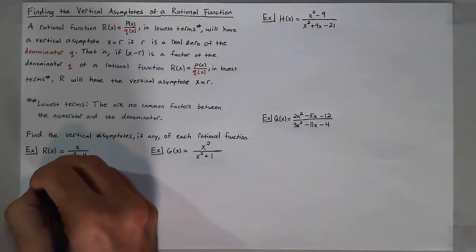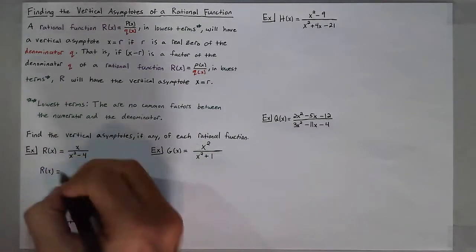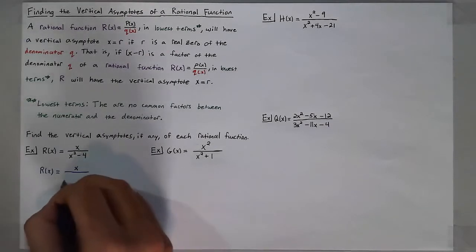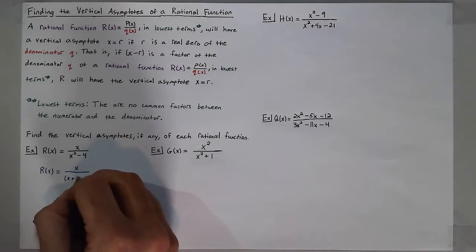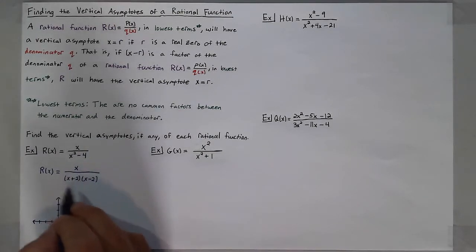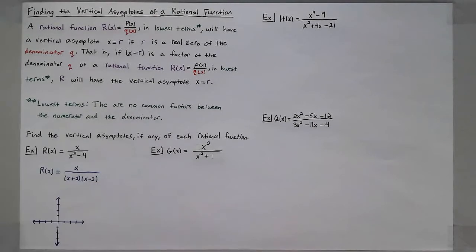So I'll look at r of x. The numerator is just x, can't be factored any further, but the denominator is a difference of squares and can be factored into x plus 2 times x minus 2. Looking at all the factors, nothing cancels out, so I see that there's no common factor.